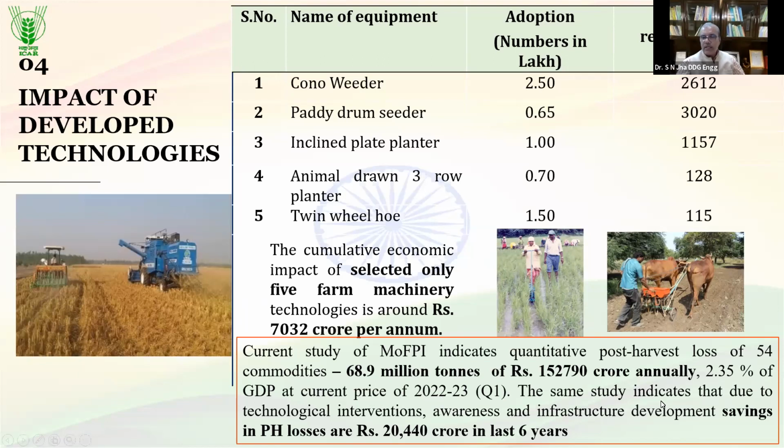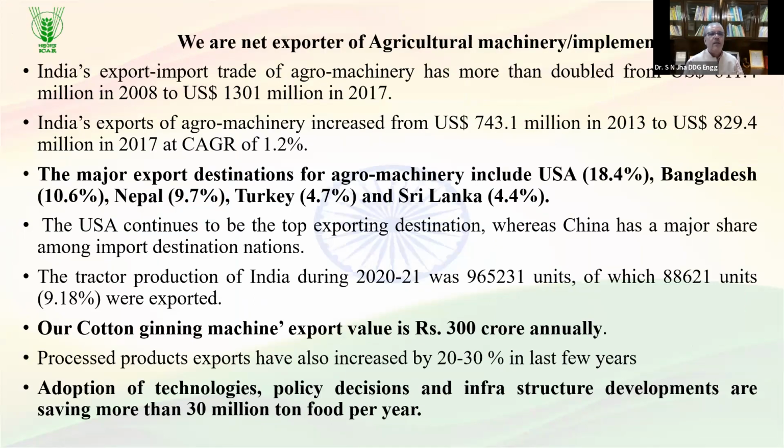The same study indicates that if we had not done the research, infrastructure, policy decisions and awareness programs, then we could not have saved rupees 20,440 crore. These 20,440 crore are from the last 6 years, because our last study by ICAR was in 2014-15. In these 6 years, technology intervention, awareness programs and infrastructure have saved 20,440 crore annually. So these are the impact of our work and also of government policy and infrastructure development.